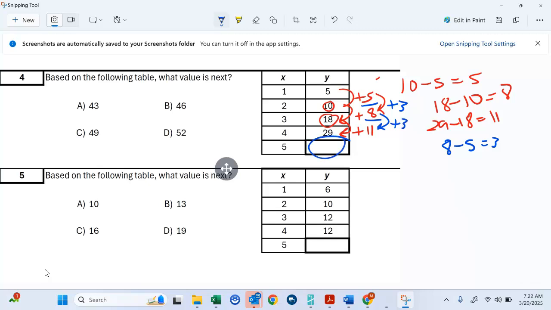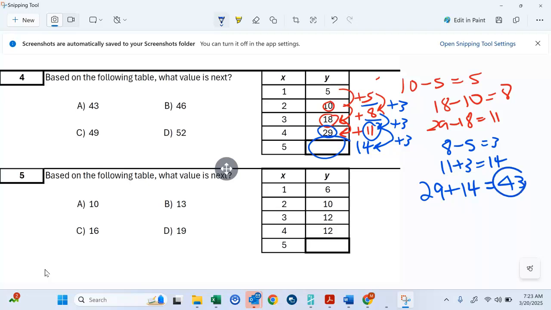So what do we do to get this one? Well, first of all, okay, this is plus 3. So we take this 11, plus 3, and we get 14 here. But that's not that number. We have to take this 29. So now we take the 29, plus 14 equals what? That's 43, okay? So that's how it works, okay?